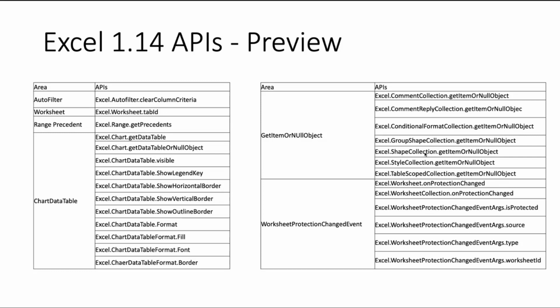You can make the data table visible or not visible, and also use some other controls like formatting of the data table. And we also provide some more, like getItemOrNullObject. This allows you to get a null object instead of getting an error exception. And last but not least is the Worksheet Protection Changed event, and I'm going to talk about this today.